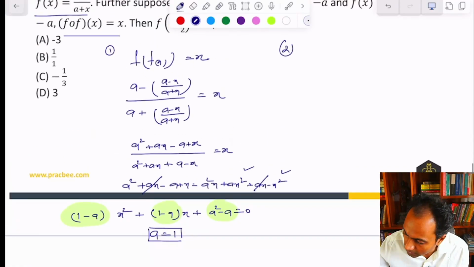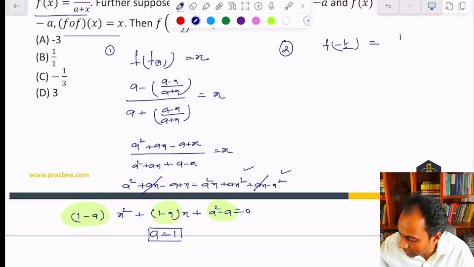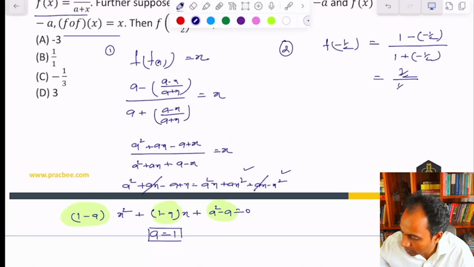In the second part, what are we doing? We are trying to find the value of f of minus 1 by 2. So if I do that, this is 1 minus of minus 1 by 2 by 1 plus minus of 1 by 2. That is 3 by 2 by 1 by 2. The answer comes out to be 3. That is option D.